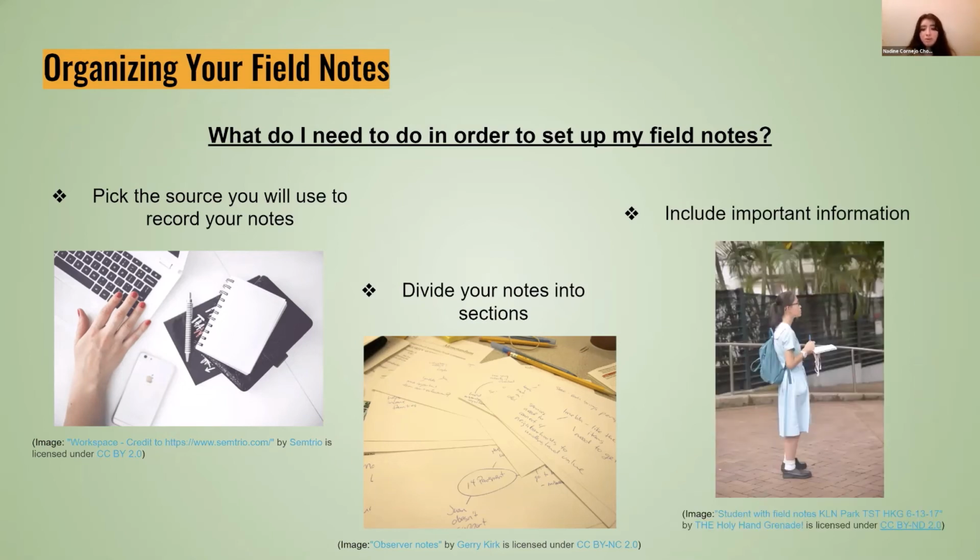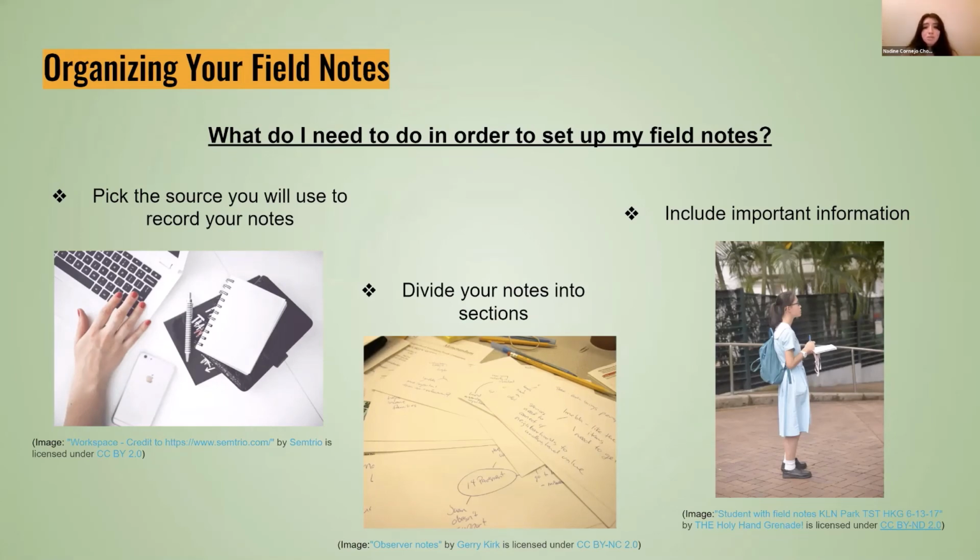The last thing is to include important information. So what I mean by that is it's very important to have the name and location of the site you're doing your observations at, the date that you're doing your observations, and even the time.